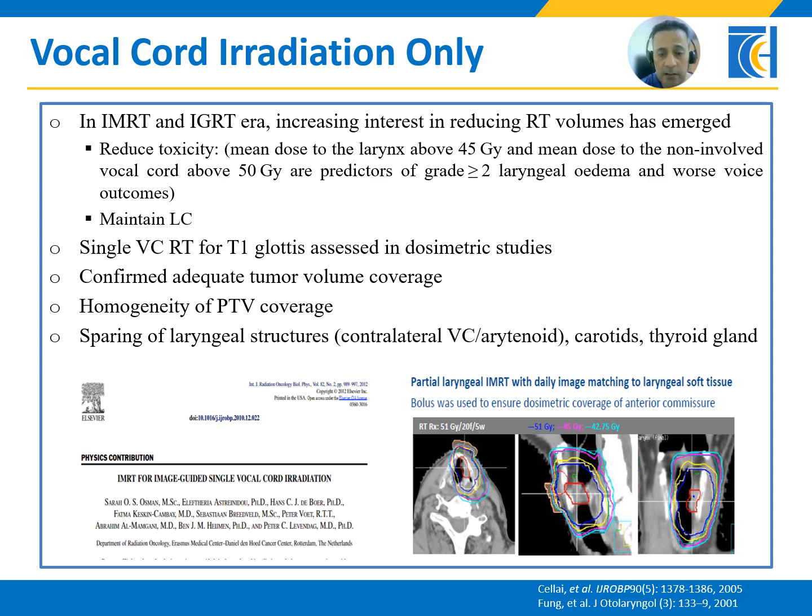A dosimetric study from the Netherlands evaluated single vocal cord irradiation in T1 glottic cancer. It showed adequate tumor coverage with excellent homogeneity of the PTV. This study also demonstrated that partial larynx IMRT is associated with reduction of the contralateral vocal cord and arytenoid, contralateral carotid, and thyroid gland doses, suggesting that dosimetrically there is a benefit from ipsilateral cord irradiation, but this should also be confirmed by clinical outcomes.